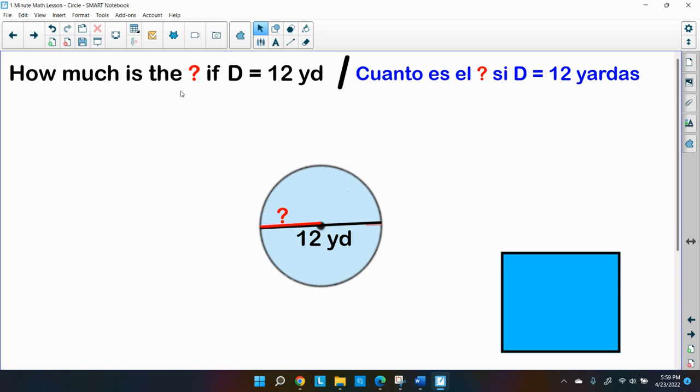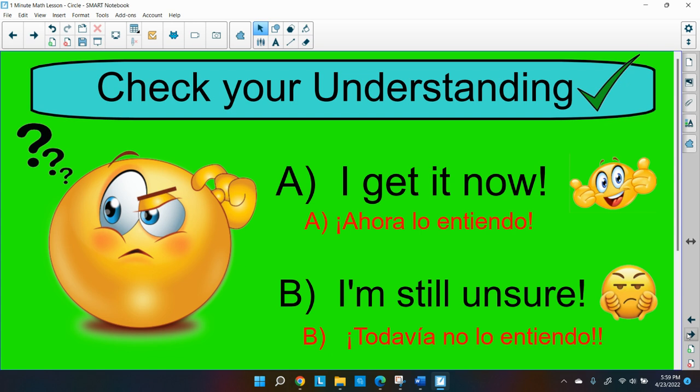And here's one for you. So find the red question mark if the diameter is 12 yards. We only want half the size, so you should be able to do that. Here's another one for you. Find the question mark if the D diameter equals 8 yards. So give that a try. Hopefully you're getting it. If you're not, rewatch the video and go over those definitions that we just did.